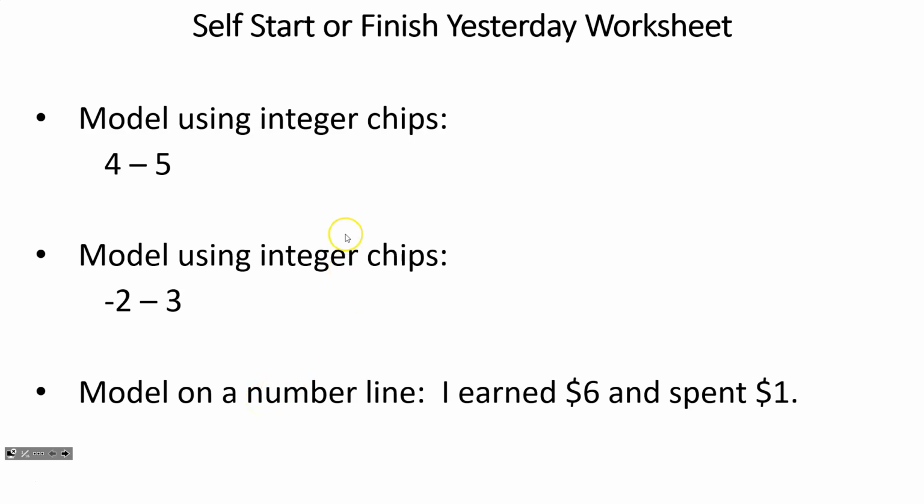Okay, hopefully you've paused it. Hopefully you've done the 3 problems for the self-start. First one says model using integer chips. So integer chips are the plus and minus signs that kind of help us find zero pairs. So first thing I do when I see this problem is I see 4 minus 5.